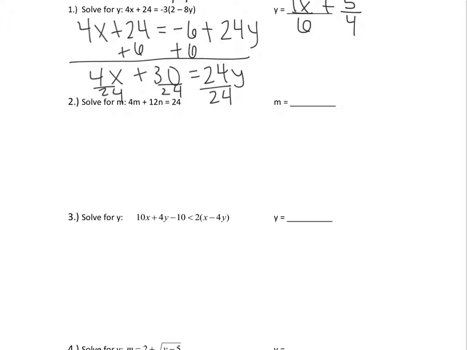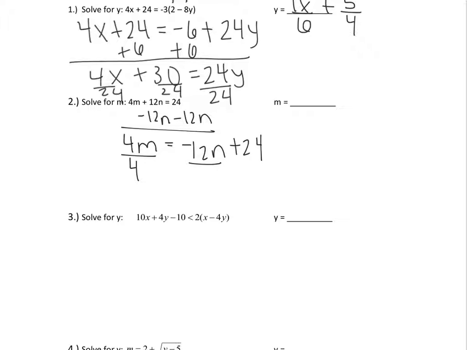The next one says to solve for m. So we literally just need to subtract 12n from both sides, and I get 4m equals -12n plus 24. And then I'm going to divide everything by 4. And I get m is equal to -3n plus 6.